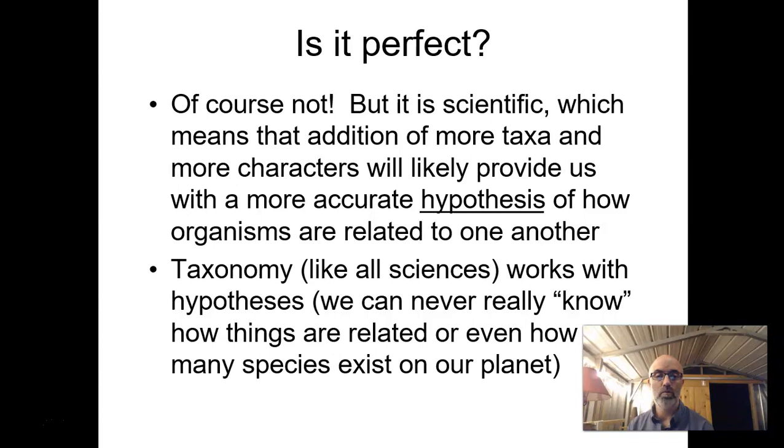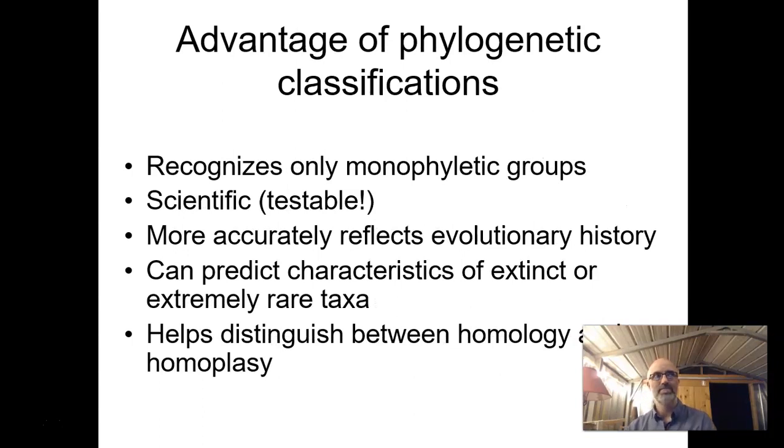And so we need somewhere to start. We need something that's testable and that we can make progress on. We can collect new evidence. The addition of more taxa and more characters will provide us with more evidence, and therefore our hypothesis will become more and more accurate. Taxonomy, the way we're grouping organisms, the way we're making sense of 60,000 different vertebrates, it is a science, and it's really an art. We use hypotheses, and we never know that they're actually true, but it gives us a starting place. Otherwise, there would be total chaos.